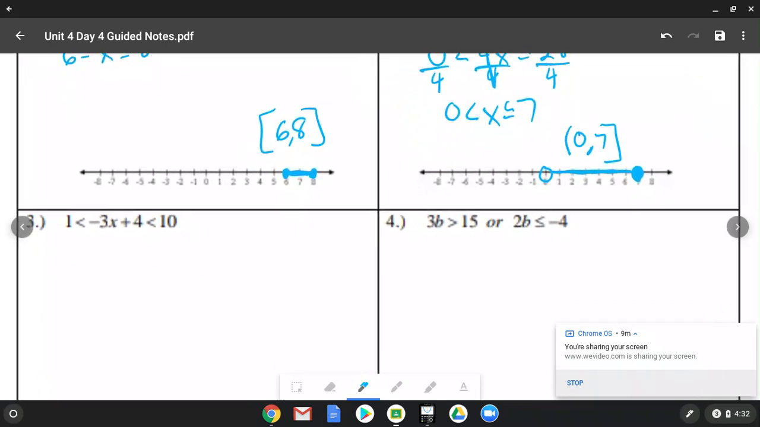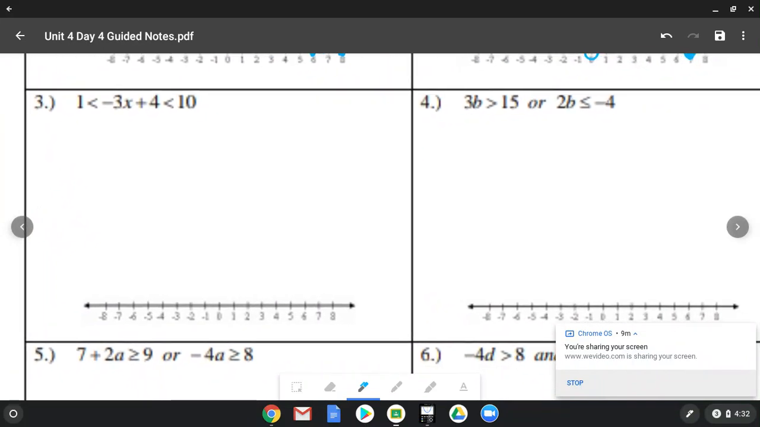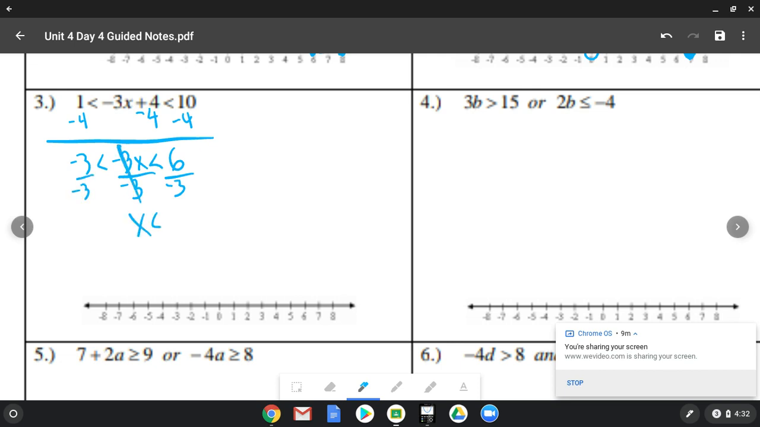I'm going to go to 3 and 4. So 3 is an "and" type of inequality because the x is in between. So I'm going to subtract 4 from all 3 sides. And I get -3 is less than -3x, which is less than 6. You divide by -3 to get the variable by itself. Oopsie. When I divide by a negative, that flips both inequality signs.